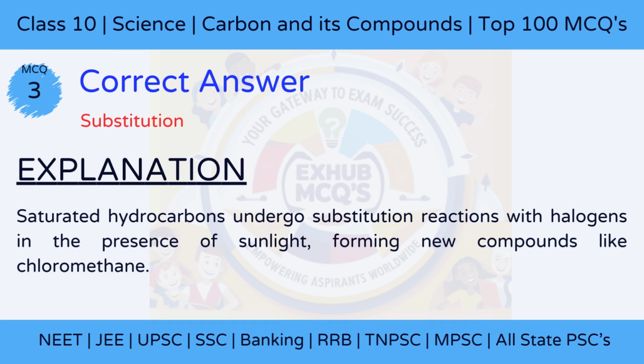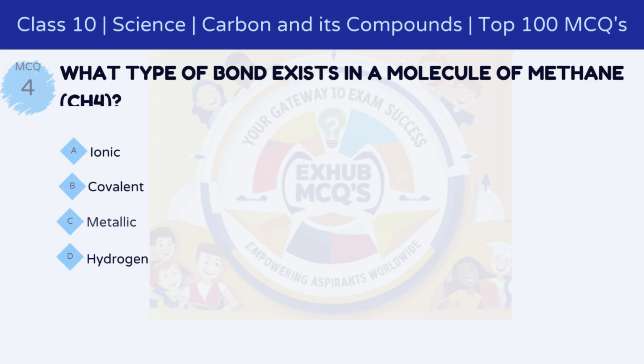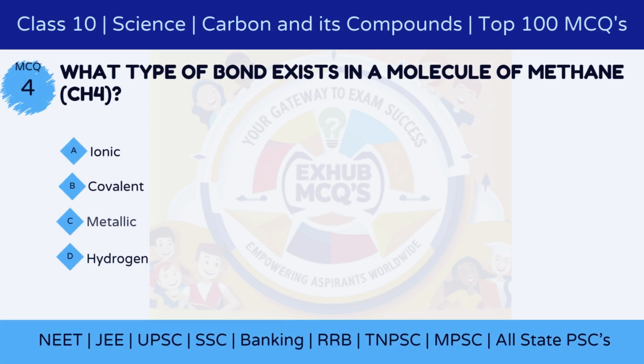The correct answer is option A, substitution. Explanation. In substitution reactions, one atom or group in a molecule is replaced by another atom. Saturated hydrocarbons like methane react with halogens, such as chlorine, in the presence of sunlight to form new compounds like chloromethane.